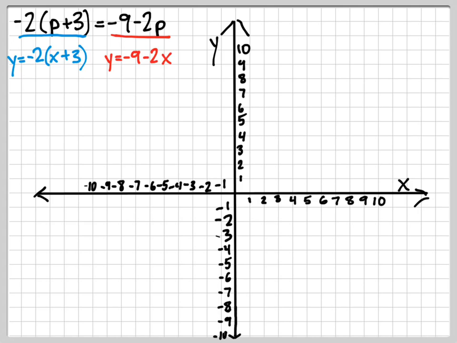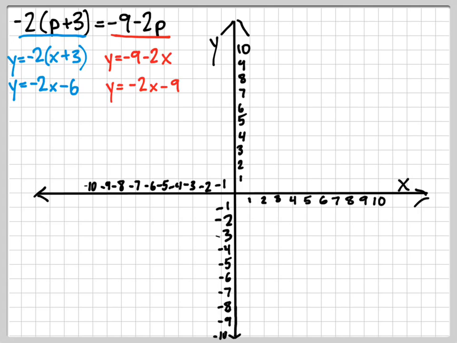Now I'd like both of these equations to be in mx plus b form for graphing. So I'm going to distribute over here in my left side equation, which gives me y equals negative 2x minus 6. Then on the right side, I'd like to rearrange so that the mx comes before the b. So I'm going to write it as y equals negative 2x minus 9. Now I have both equations in their slope-intercept form and ready to graph.